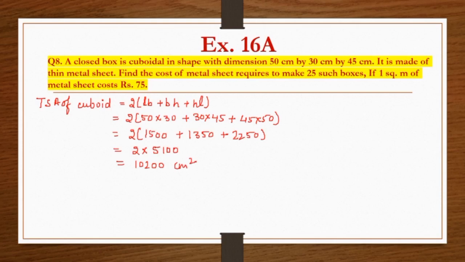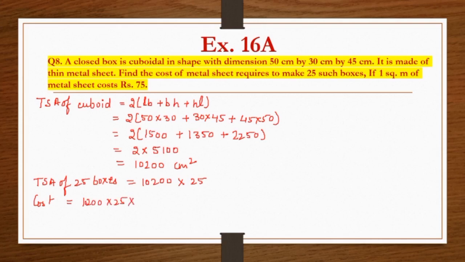Now next one is we want to find for 25. So TSA of 25 such boxes is equal to the area of 1 multiplied by 25. So area of 1 is 10200 multiplied by 25. Now it's not sufficient. We have to find the cost as well. So cost is equal to the area, that is 10200 multiplied by 25 multiplied by the rate.